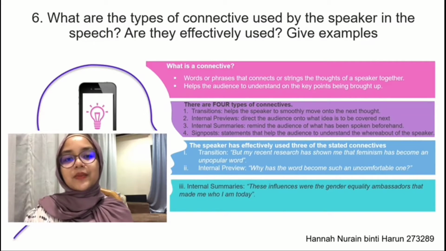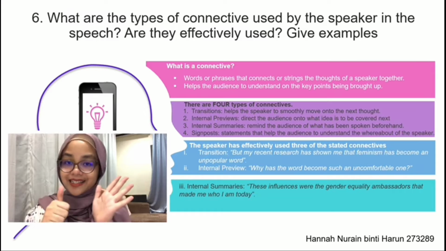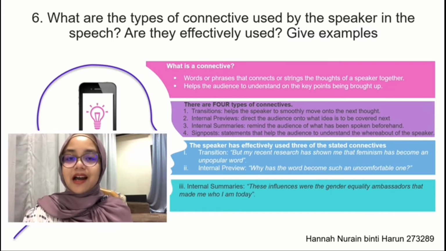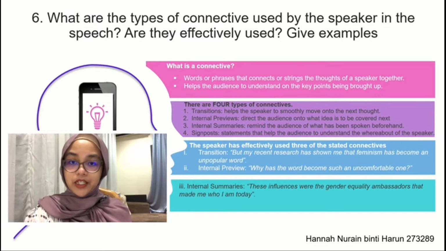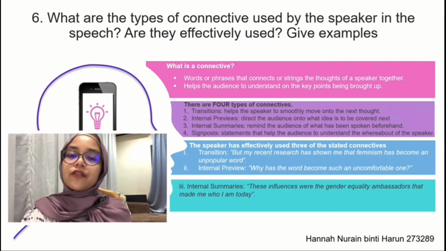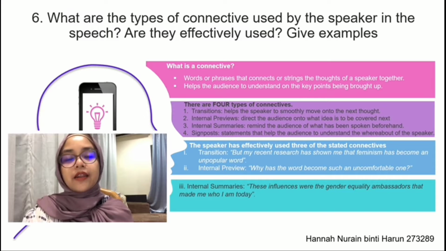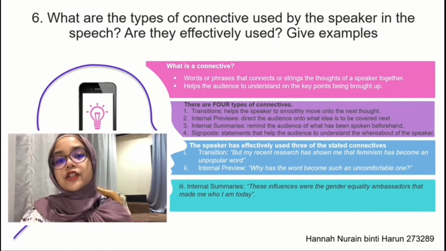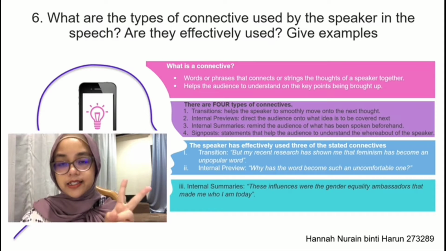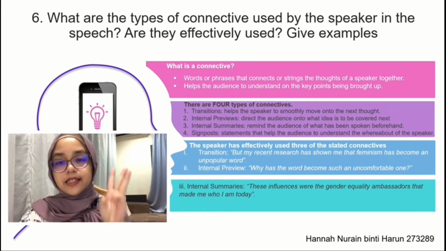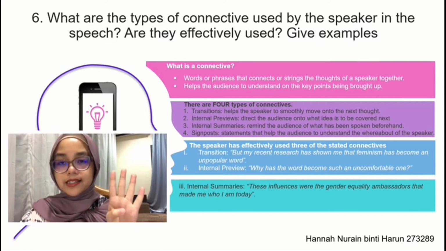And I will be explaining regarding question number 6. Now, question number 6 asks, what are the types of connectives used by the speaker in the speech? Are they effectively used? And if so, give examples. Now, connectives are phrases that help to connect the thoughts of the speaker together. There are 4 types of connectives that can be used in a speech. First is transition, second is internal previews, third is internal summaries, and fourth is signposts.